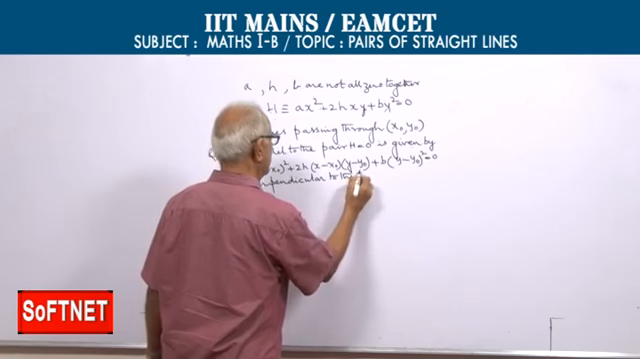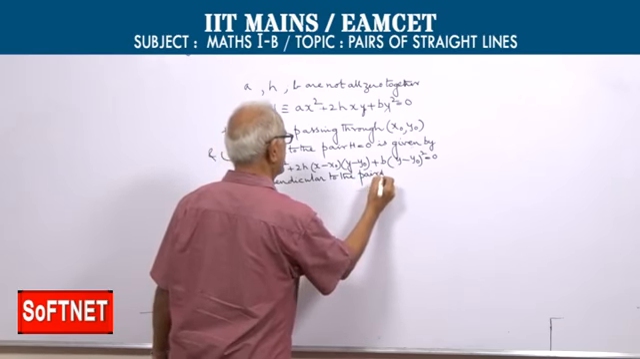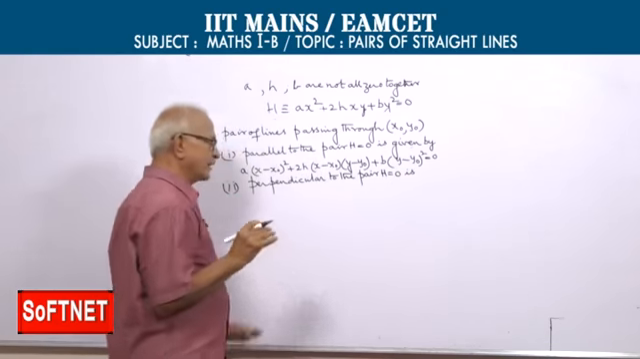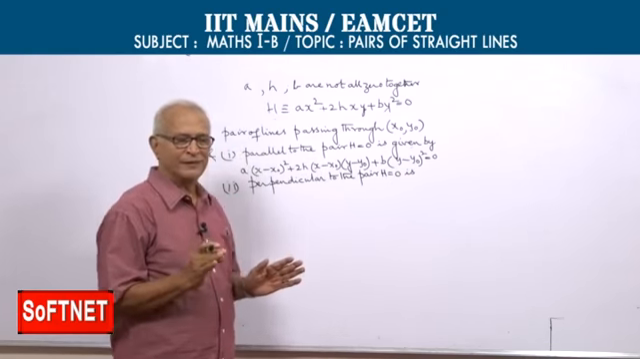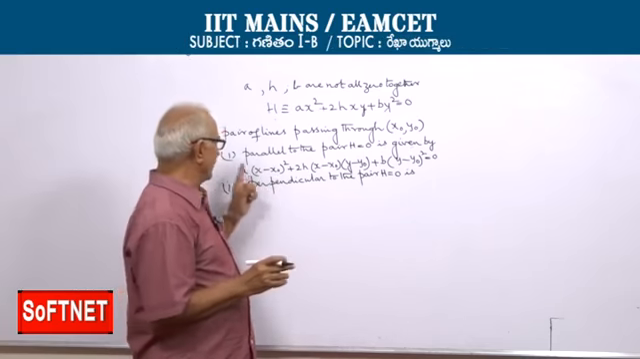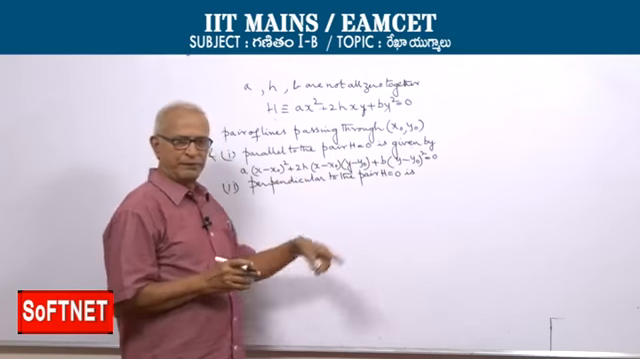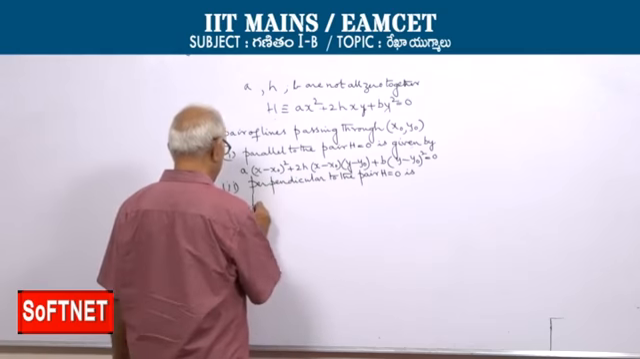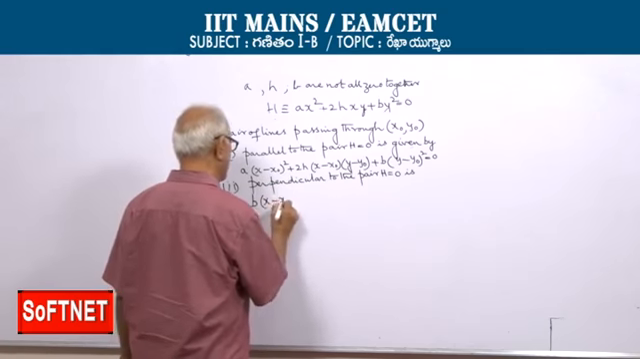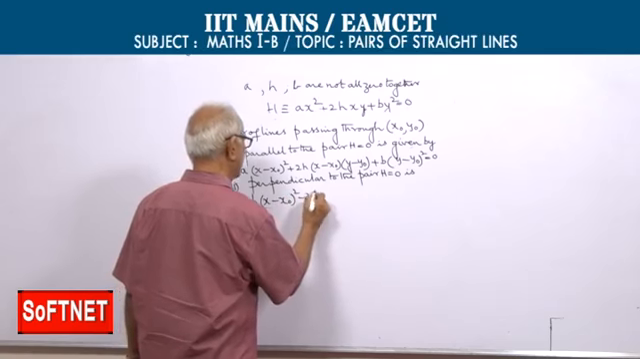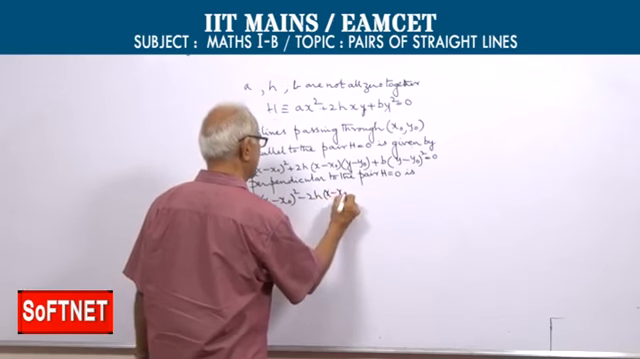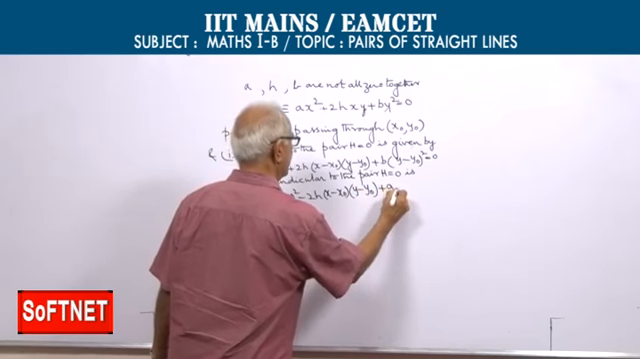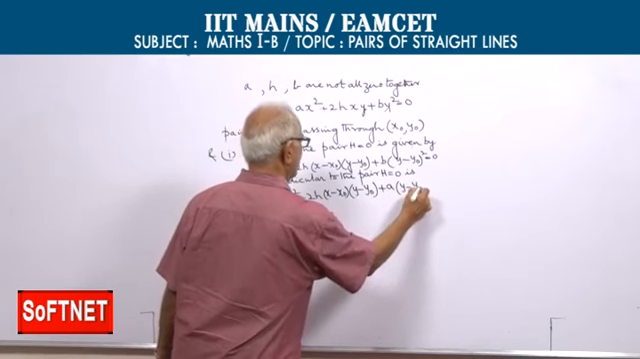Perpendicular to the pair h equal to 0. You see, here you have to do two things. First of all, interchange a and b in this equation and also change the sign of the middle term. That is, b into x minus x naught whole square minus 2h into x minus x naught into y minus y naught plus a into y minus y naught whole square equal to 0.